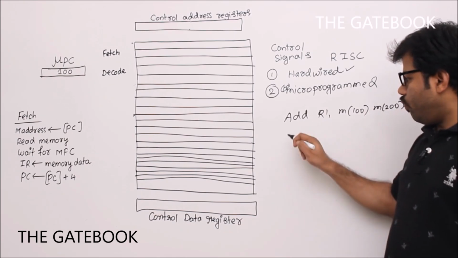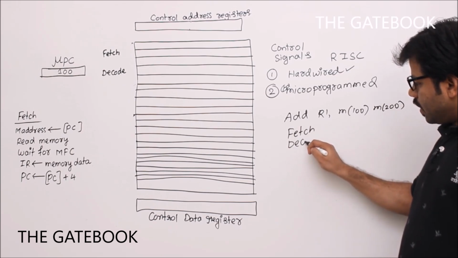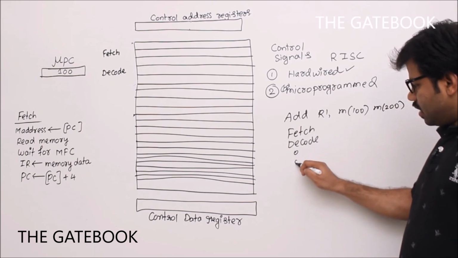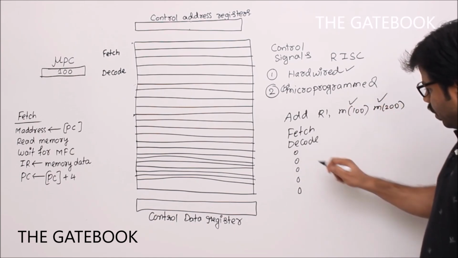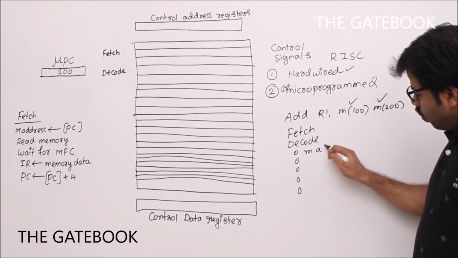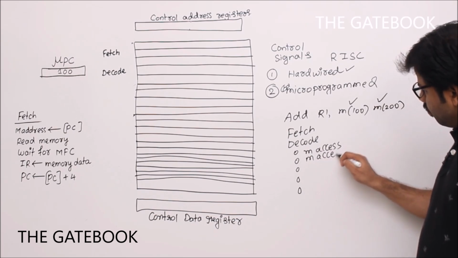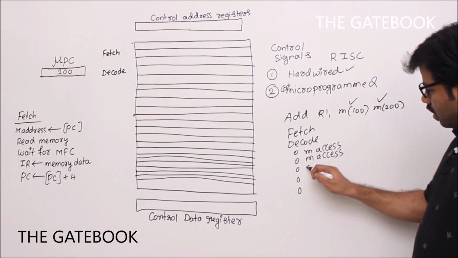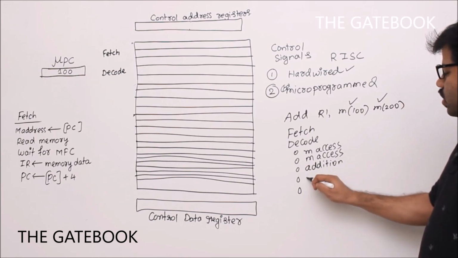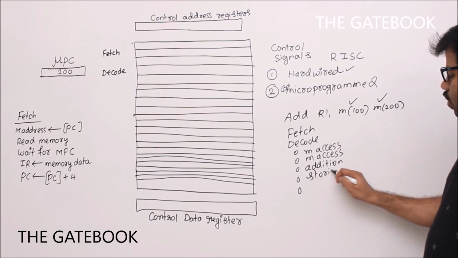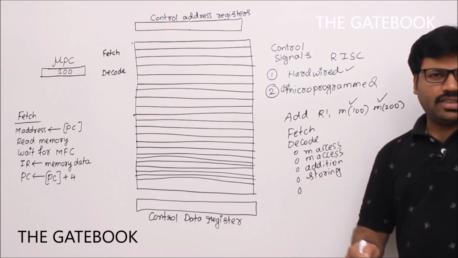First of all, we have to fetch this instruction, correct? After that we have to decode it, right? Then for the remaining stuff, we have to go for memory access, and again go for memory access a second time. Then do addition. Then after that, storing. So here you can see 1 2 3 4 5 6 steps.